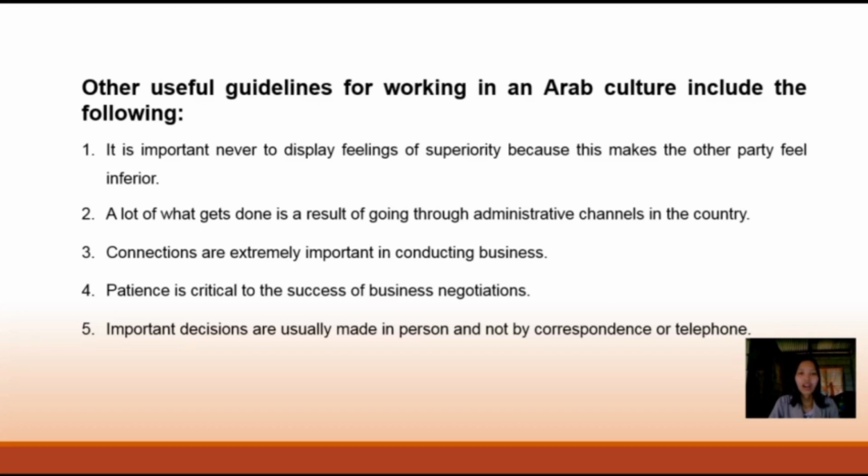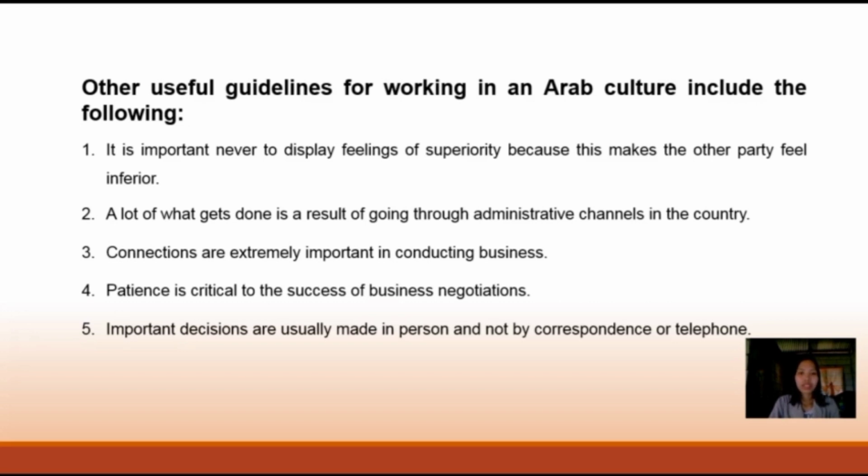Second, a lot of what gets done is a result of going through administrative channels in the country. It is often difficult to sidestep a lot of this red tape, and efforts to do so can be regarded as disrespect for legal and governmental institutions. Third, connections are extremely important in conducting business. More important people get fast service from less important people. Close relatives take absolute priority, and non-relatives are kept waiting.